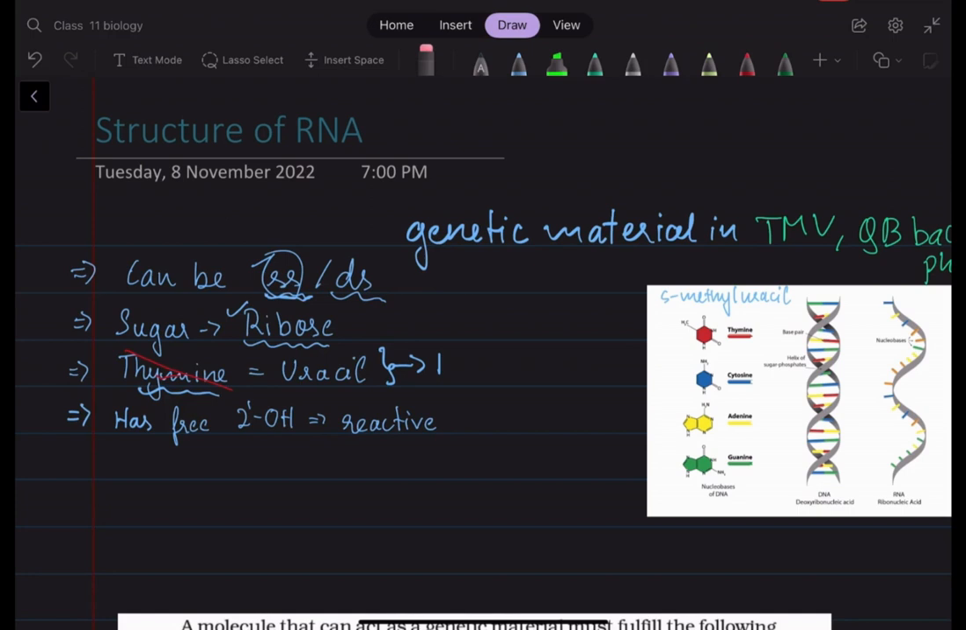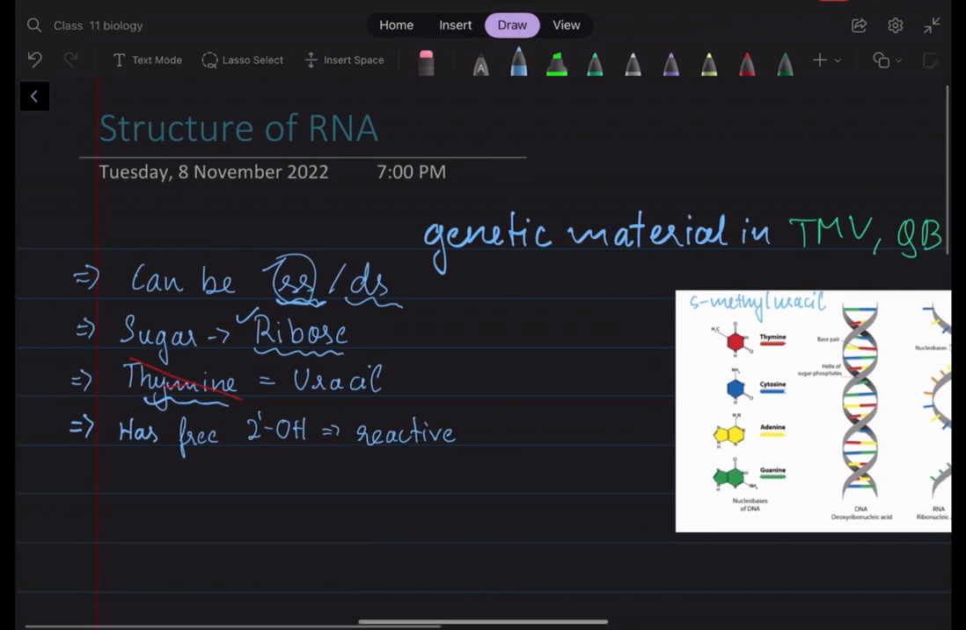Uracil is nothing but thymine itself, but without the methyl group at the fifth position. So thymine is basically 5-methyl uracil. So in RNA, we find uracil instead of thymine.